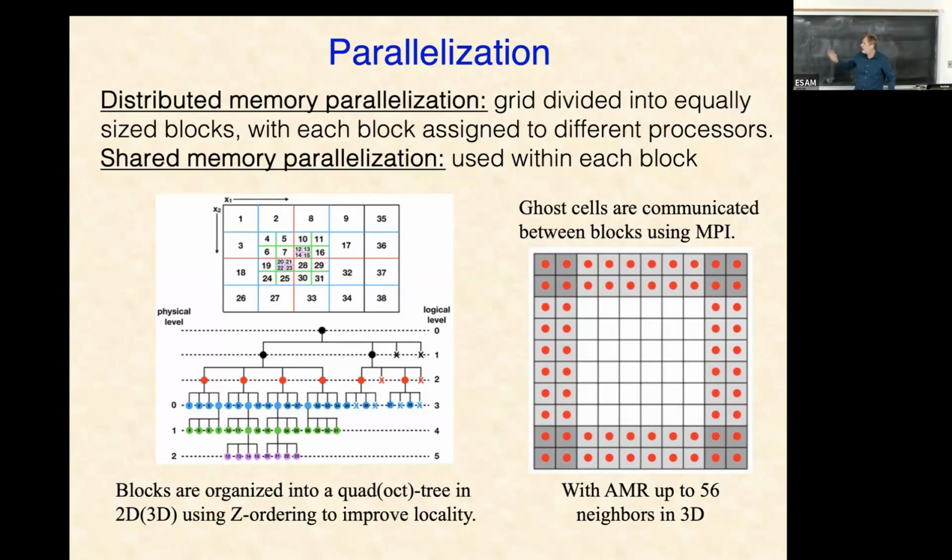So parallelization is straightforward with these block-based methods, but it can get somewhat tricky. With AMR, each individual block could have up to 56 neighboring blocks that it touches. So you may need to send up to 56 messages to your neighboring blocks, depending on how the hierarchy is set up. And so you have a little bit of bookkeeping involved, but again, straightforward.